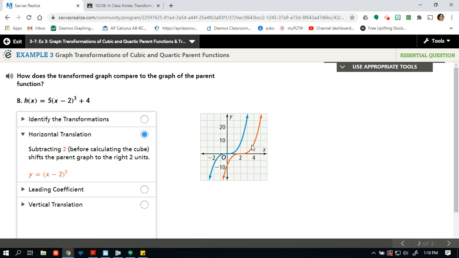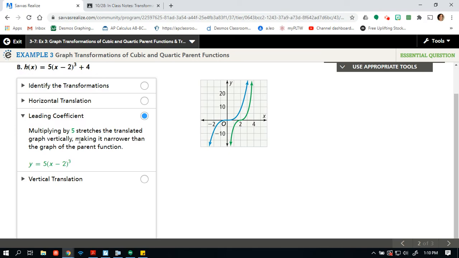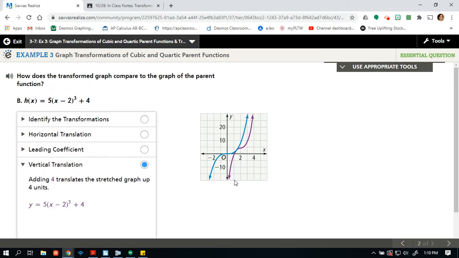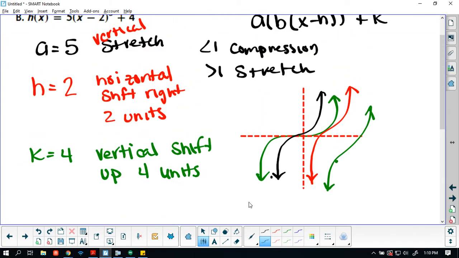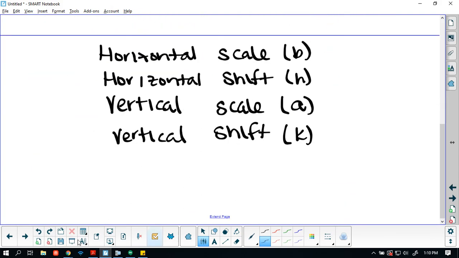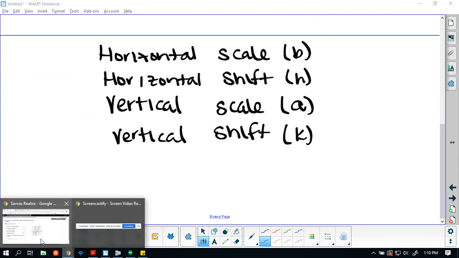B is going to be the first one, your horizontal. In this case, we don't have a B. B is 1, stays. We're going to then do the shift over 2. Then they're looking at the leading coefficient. That's the scaling. Tightens it up. And then up 4. Oh, sorry, why did I go down 4? I should have gone up 4. Don't know why I went down 4. So always double check.